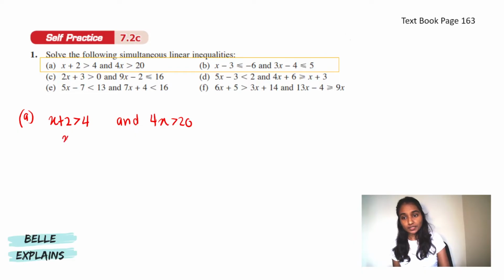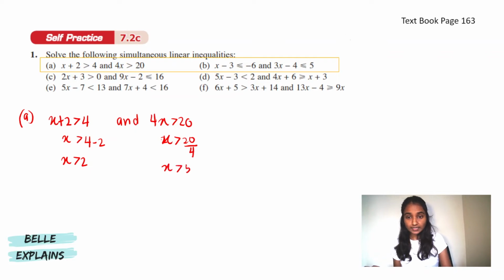This one's going to be x is bigger than 4 minus 2, so x is bigger than 2. This one, x is bigger than 20 over 4, so x is bigger than 5. Let's draw our inequality line. This is x: 2, 3, 4, 5, maybe a 6, doesn't matter.